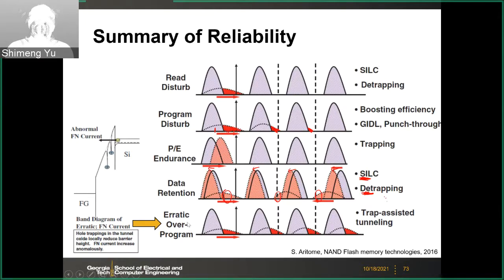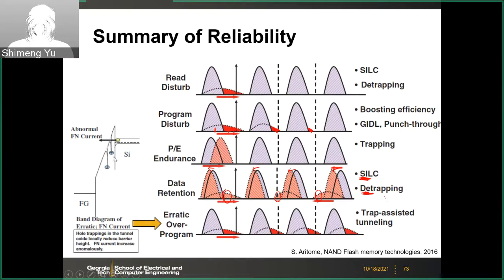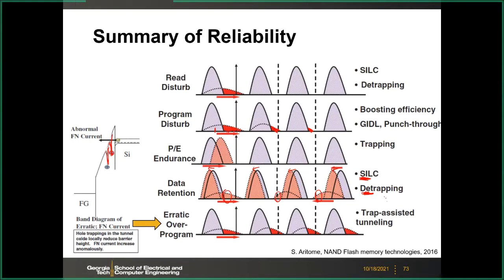And there's one last mechanism. Sometimes you may see a tail for all the program states. This is caused by erratic overprogramming. This is because if there is hole trapping in the tunnel oxide, then this hole will basically bend down the band, right? Positive charge is like positive voltage. This will bend down the band, creating a kind of valley in the band diagram.